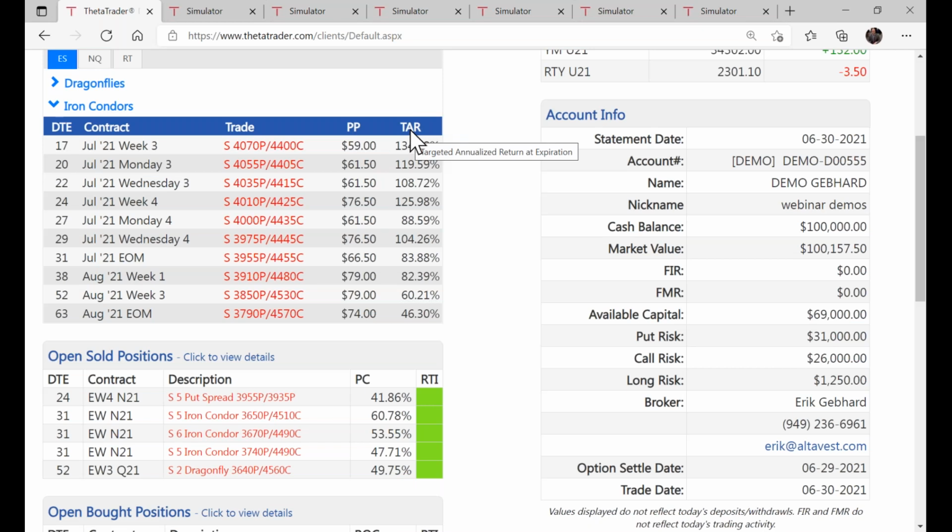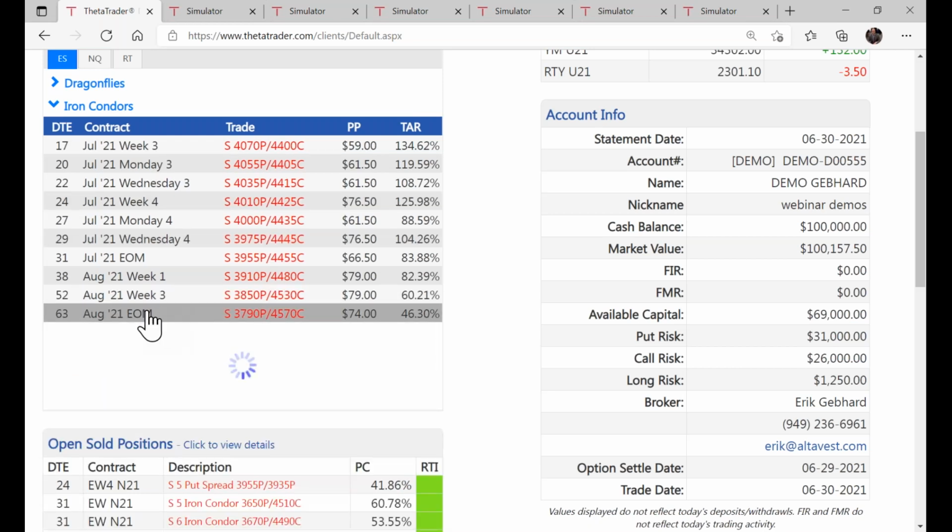This is your targeted annualized return at expiration. Obviously, the shorter dated trades here will have a much larger annualized return because it just assumes you're doing this every 17 days. But I want to make this clear: no one should expect these types of returns. These numbers are here, this TAR number, just to compare one trade to another, comparing one Condor to another. Okay, now go ahead and we'll go to the bottom.